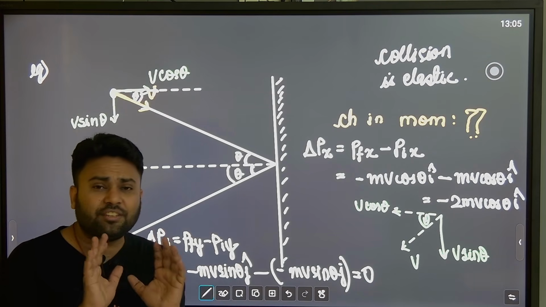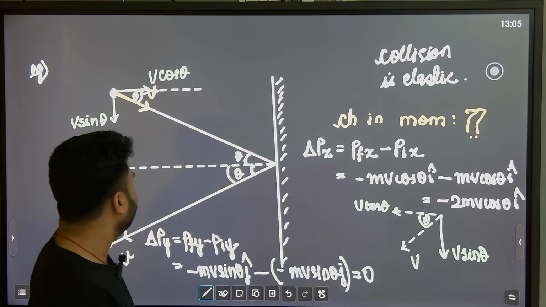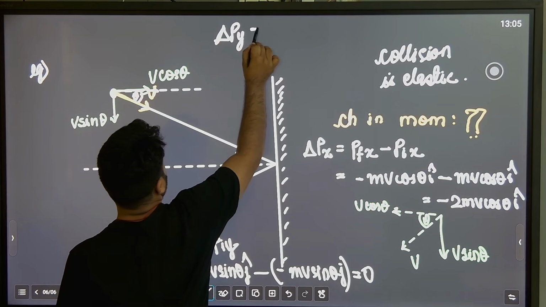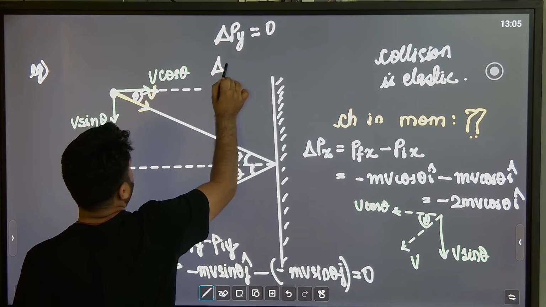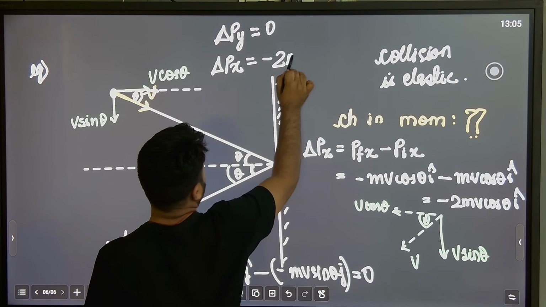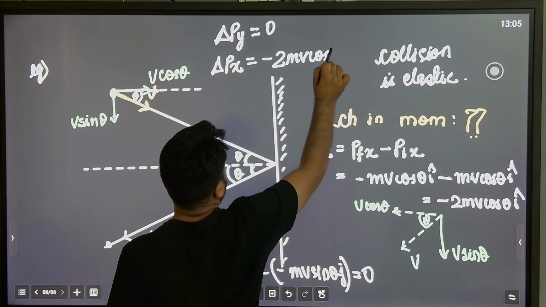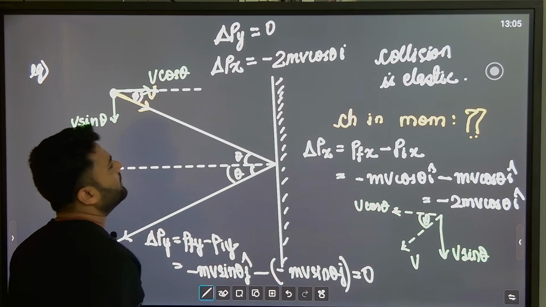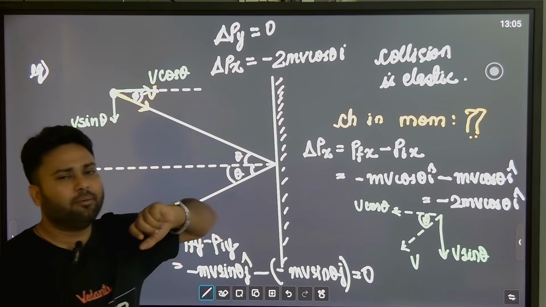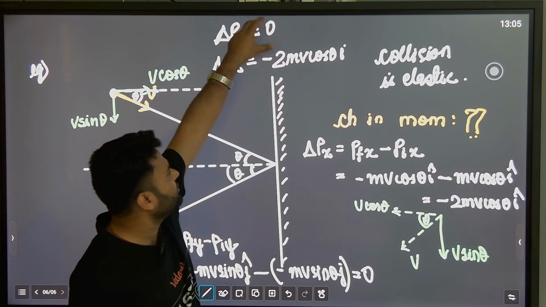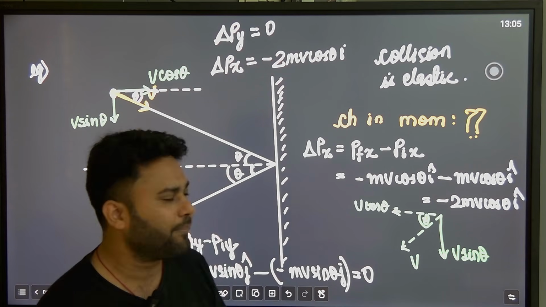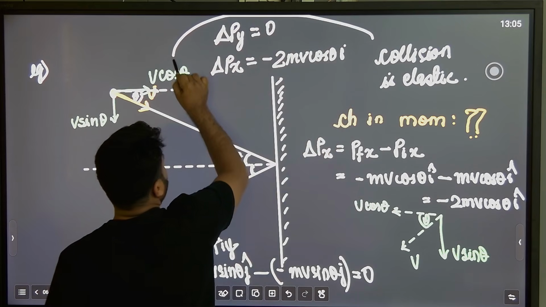So there is no change in momentum in y direction. Change in momentum in y direction is 0. However, we got change in momentum in x direction, which is minus 2 mv cos theta i cap. So the net change will be this only. They ask what is the net change in momentum. Here is 0 and here is minus 2 mv cos theta, so net will be minus 2 mv cos theta i cap. This is the net change in momentum.